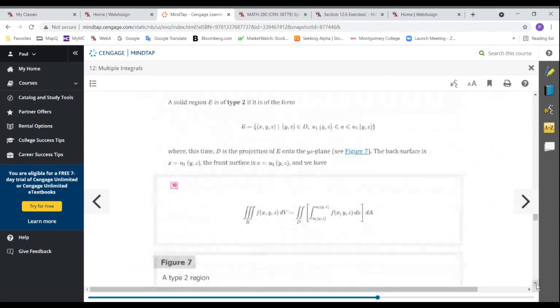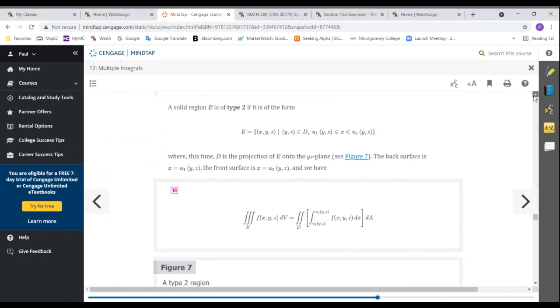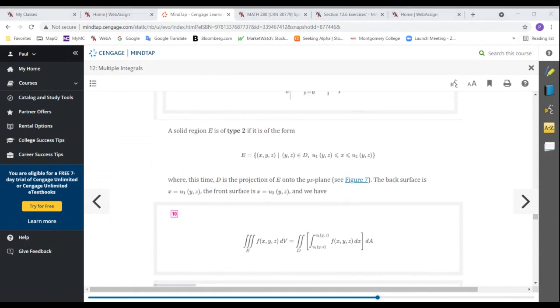So now, oh my goodness, we have a type 2 solid region. So we learned about a type 1 solid region. That's where the surfaces are bounding above and below. A type 2 solid region, hold on here. I want to get it to show. Okay, what are they talking about here with this type 2 solid region?